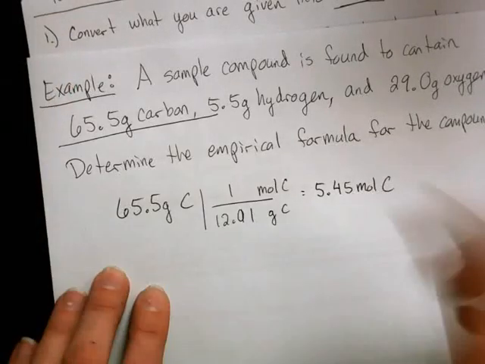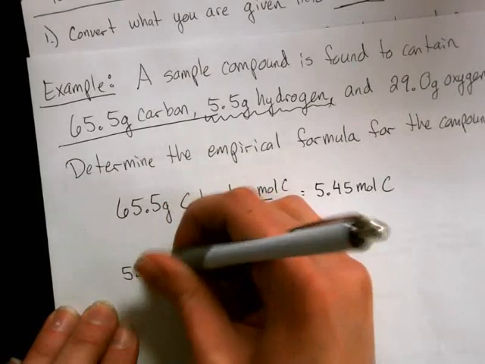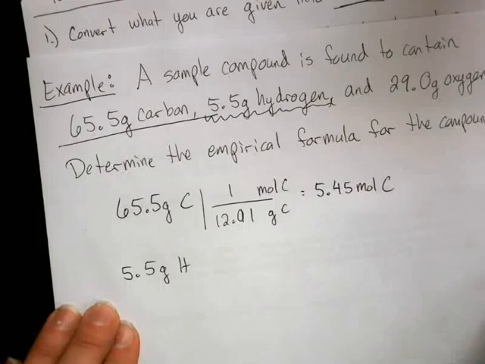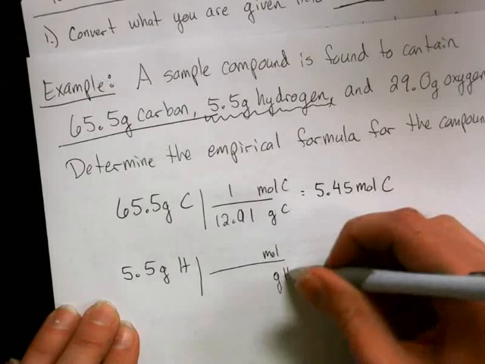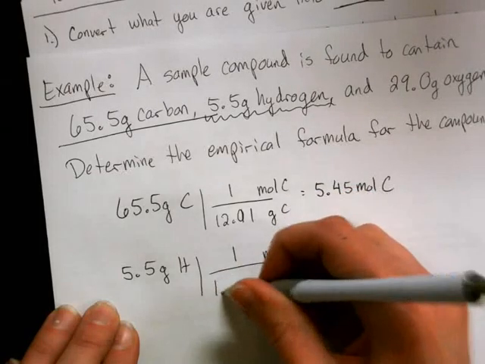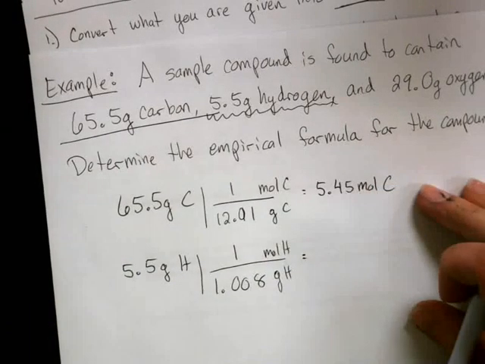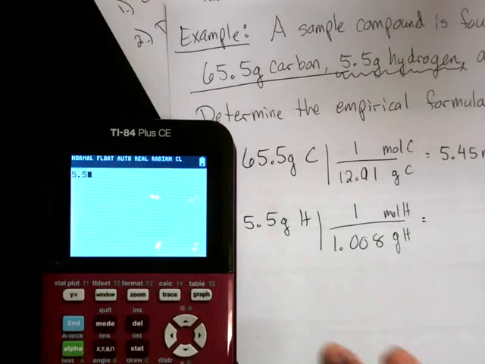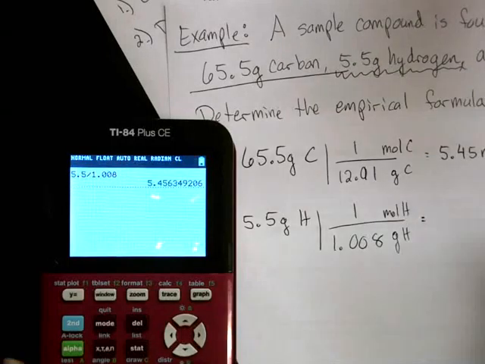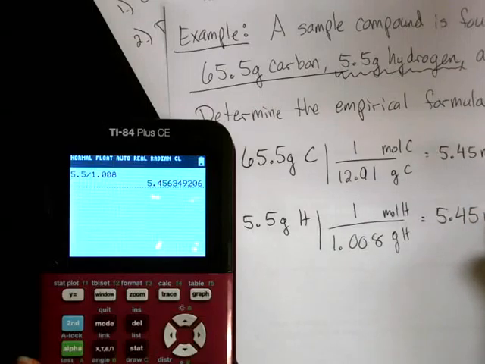We need to do that for everything. So then I'm going to take my 5.5 grams of hydrogen and convert that into moles. Grams on the bottom, moles on top. 1 mole is equal to 1.008 grams of hydrogen. I'm rounding the molar mass. To get moles, I take 5.5 divided by 1.008, and I get 5.45 moles of hydrogen.